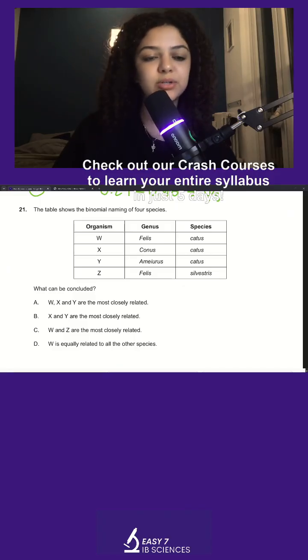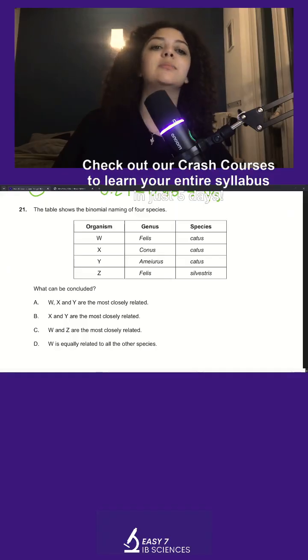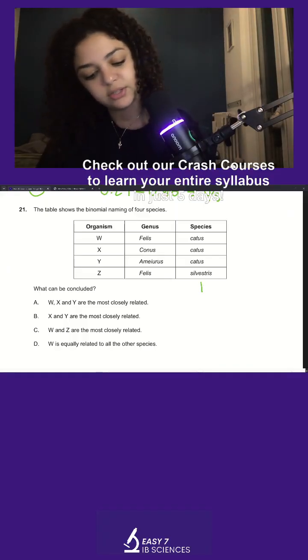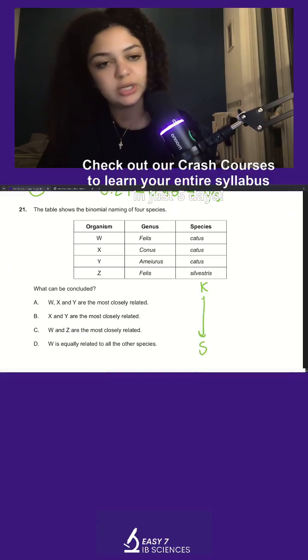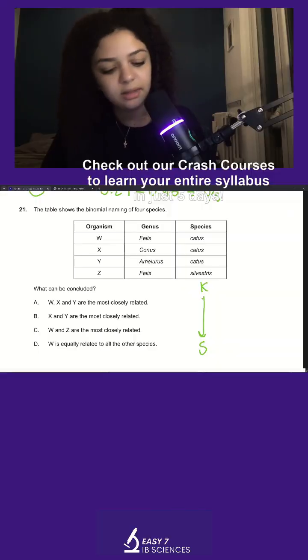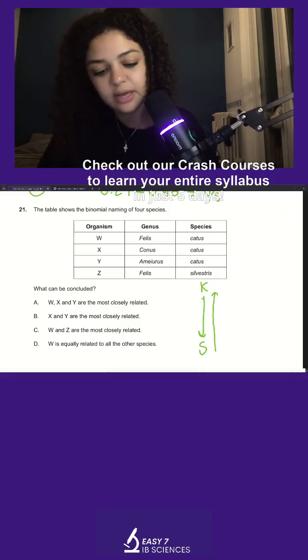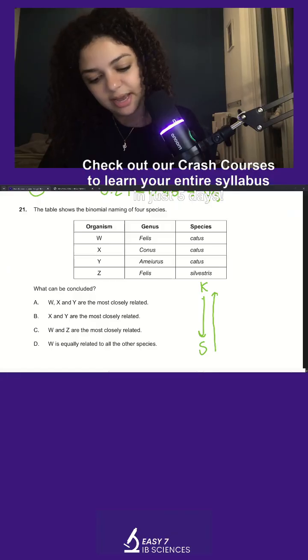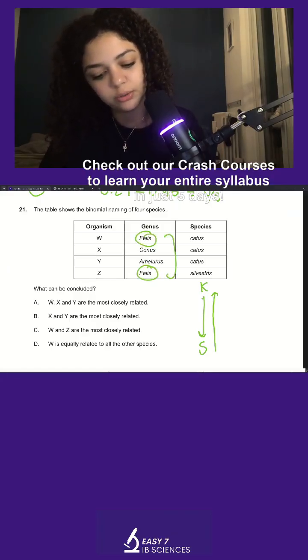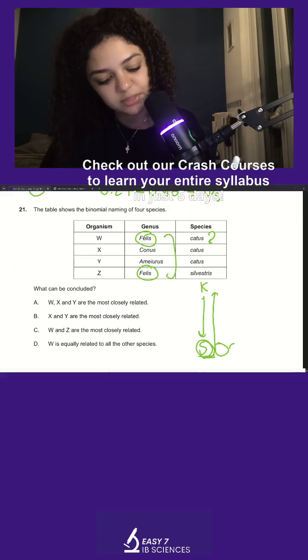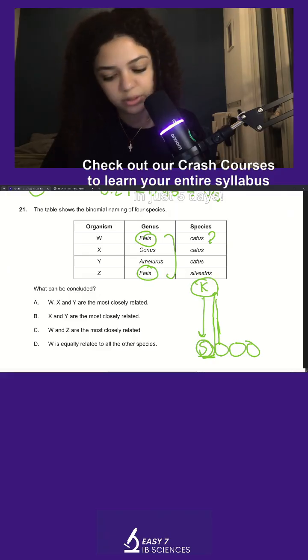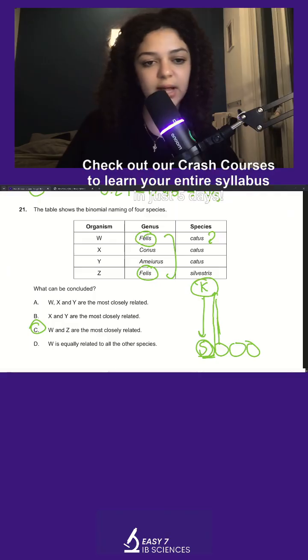Well, you have to remember in your syllabus, Katy Perry comes over for grape soda. Kingdom, phylum, all of them in that order. And as you go from kingdom to species, you're getting more and more specific. The higher you go up, the closer you are in terms of ancestry. Because W and Z have the same genus, we know that they are closer together in ancestry. Species means that they are less close or less specific. But the higher up they share the same classification, the closer they are in relation. And that's why C is the correct answer.